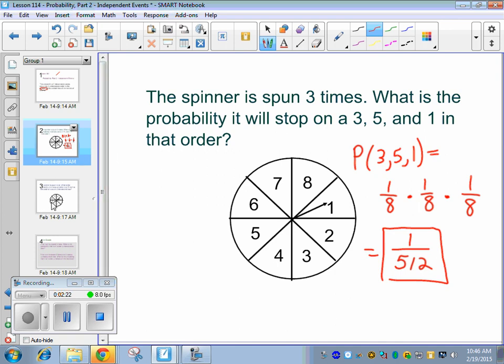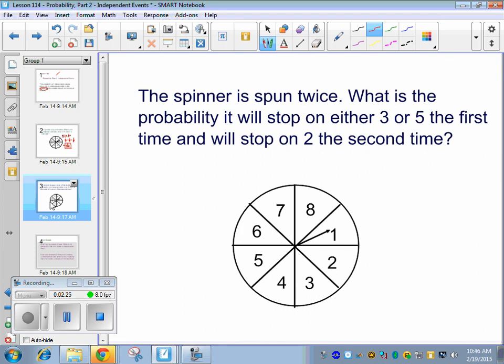Okay? All right. The spinner is spun twice, so same spinner. What is the probability it will stop on either 3 or 5 the first time and a 2 on the second time? So we actually have 2 rolls here. So the probability first is 3 or 5, and then the second one is a 2. So we should have 2 fractions we're multiplying together.